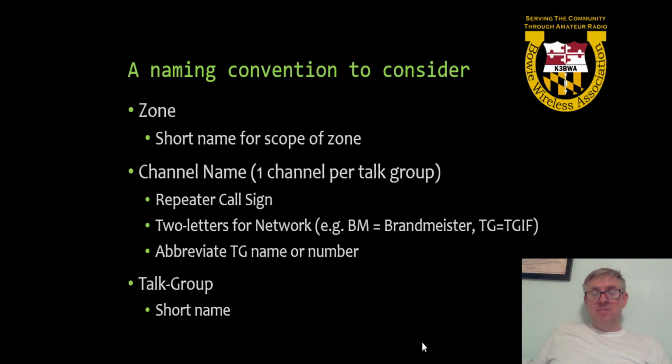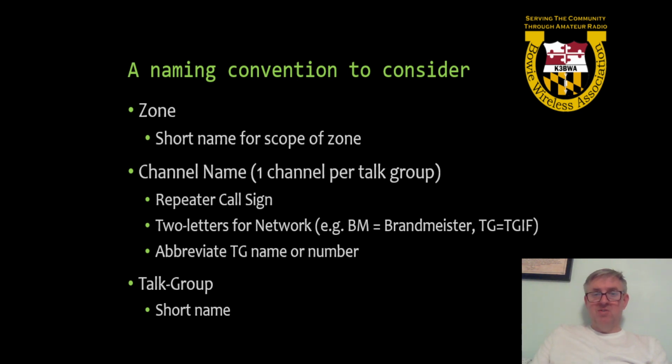So, a naming convention. You have to name each of the zones, talk groups, and channels. For zones and talk groups, it's easy enough just to use a short name for those. For a channel, because it contains information such as a talk group, for example, you want to come up with a naming convention that makes sense, but also as you're using your radio, you're connecting to the right talk group that you think you are.